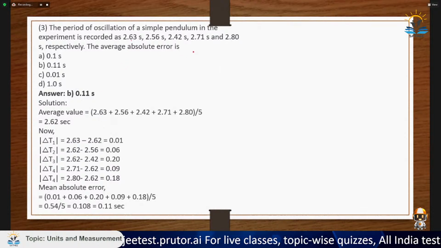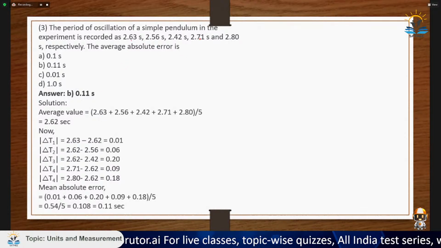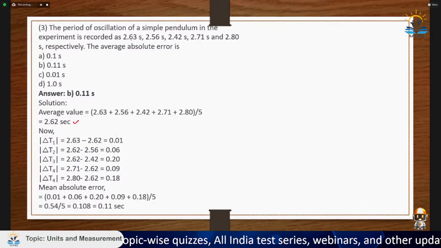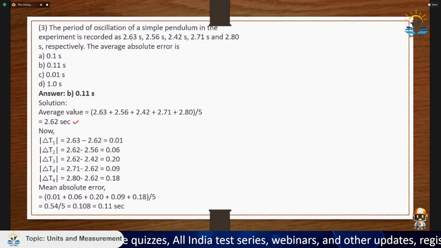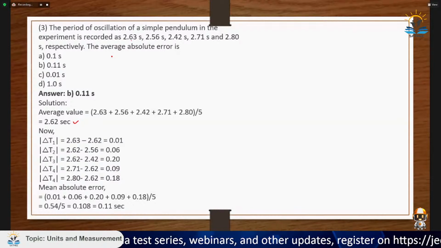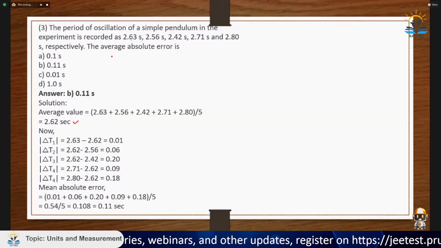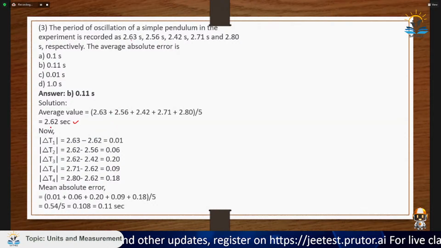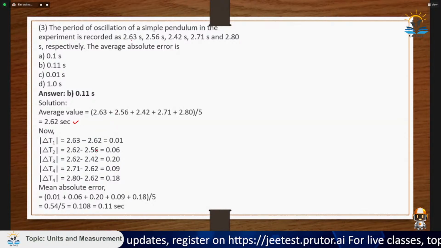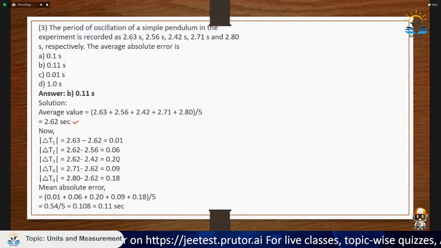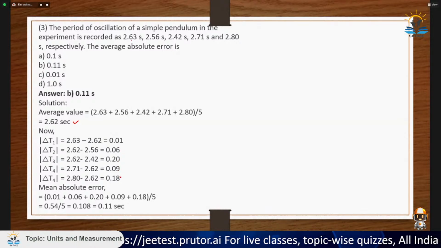So taking the average, adding all these and dividing by 1, 2, 3, 4, 5, dividing by 5, I will get the average value, and this average value is my original value. That is 2.62 seconds, the original value for my period of oscillation. Now I will calculate absolute error using original minus measured, and I will take the mod of that because absolute error is always positive. So 2.63 minus 2.62 is 0.01, 2.56 minus 2.62, mod, is 0.06. In that way, I will calculate all 5: 0.01, 0.06, 0.20, 0.09, and 0.18.